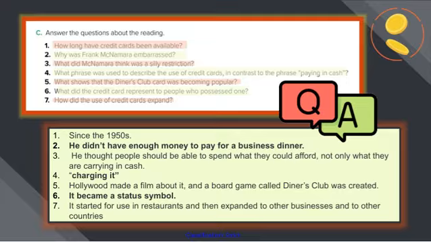What's interesting is that charging it became a status symbol, signifying a certain level of sophistication and modernity. Initially, this method was used only in restaurants, but gradually it expanded to other types of businesses and even crossed international borders. This evolution marked a significant shift in consumer culture and laid the groundwork for the credit systems we rely on today. It's a perfect example of how innovation can transform everyday transactions and influence social perceptions.